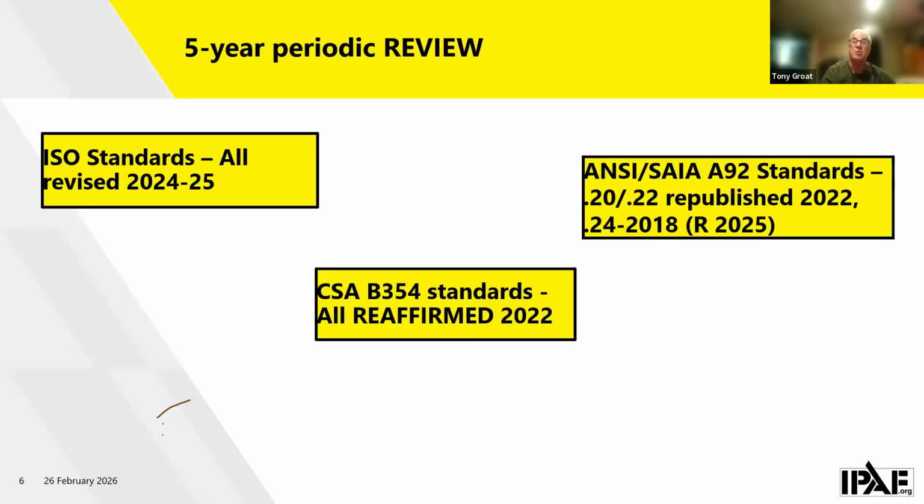So what does that mean? A reaffirmed standard means that after five years, the standard had to be reviewed, and either changes are made to it, or it is reaffirmed, meaning it is republished with no changes. So, in effect, if you're looking at the A92.24 2018 reaffirmed in 2025, there are no changes to that standard from when it was first published in 2018. And we'll talk about that a little bit further.